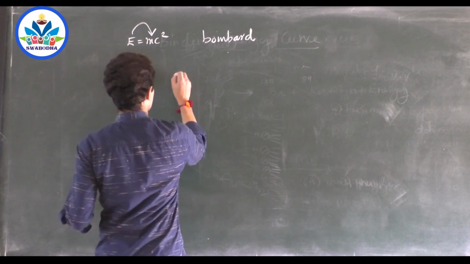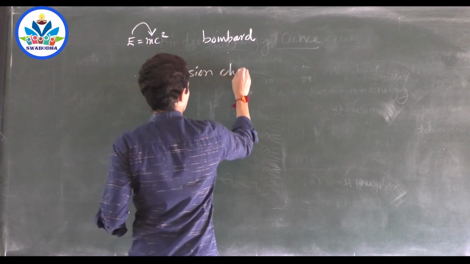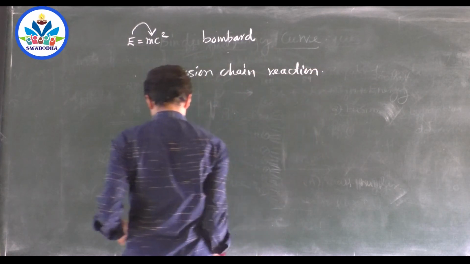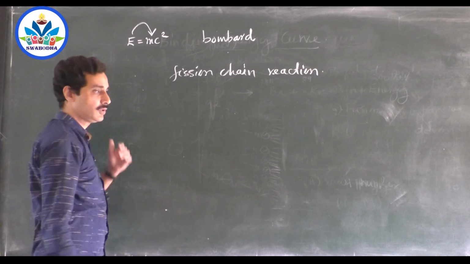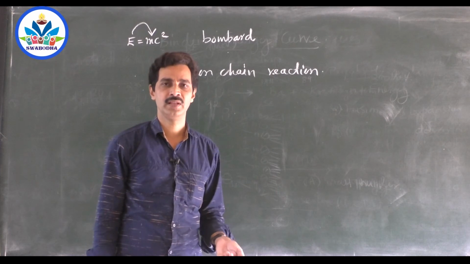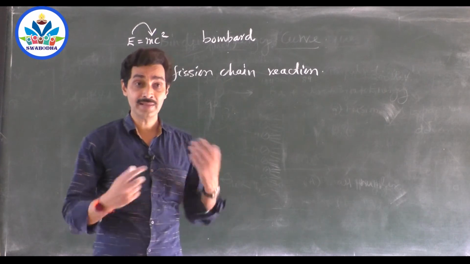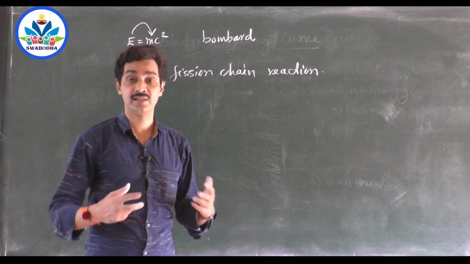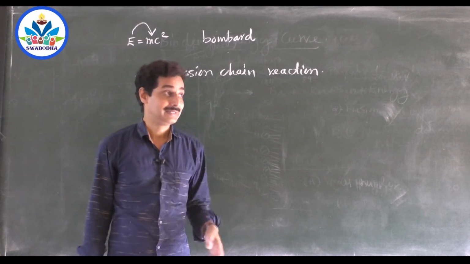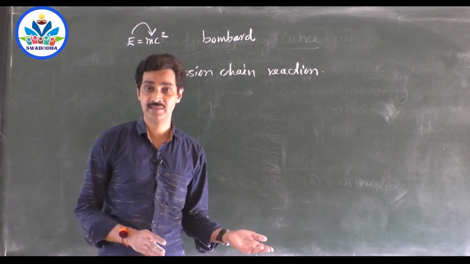Fission chain reaction is a process where neutrons produced in one fission process will bring fission in another uranium nucleus and make the fission reaction grow, thereby releasing a large amount of energy in a fraction of time. This is the process involved in a nuclear bomb. We use fission for constructive as well as destructive purposes.